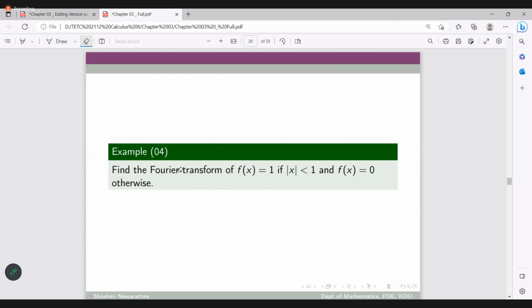So example number 4, I will write it here. We are asked to find the Fourier transform of f of x, which is equal to 1 if the absolute value of x is less than 1, and f of x is equal to 0 otherwise.